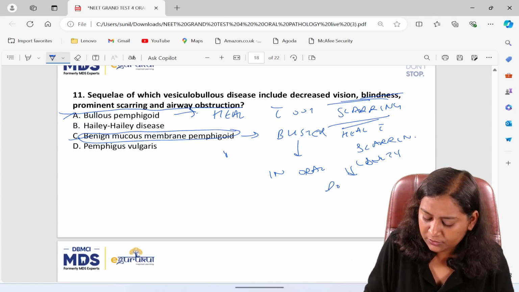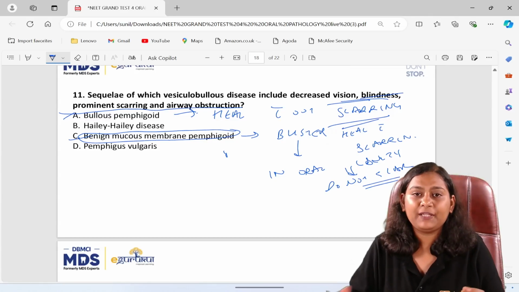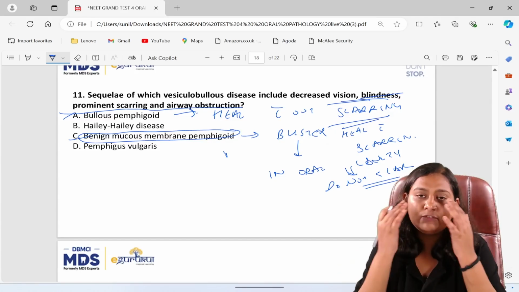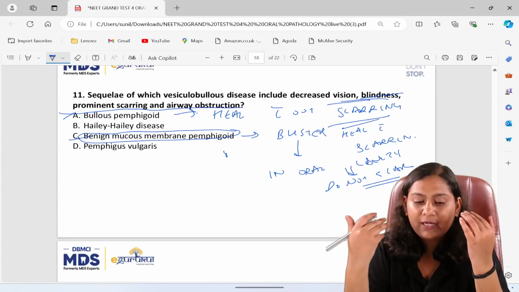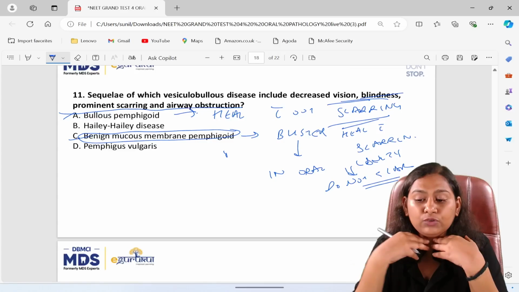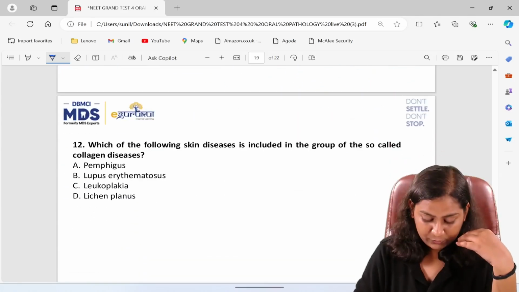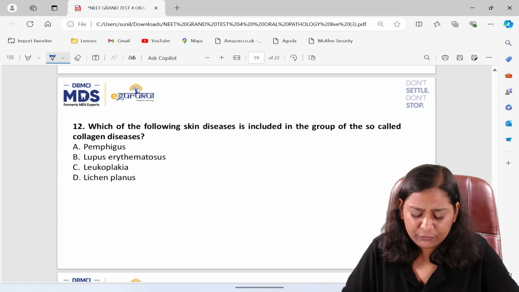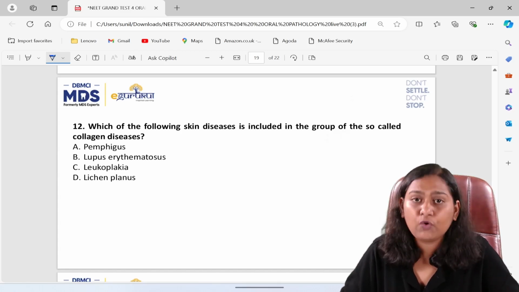Okay, now the complication occurs when there is an ocular involvement. So when there is an ocular involvement, it can lead to blindness. Okay, and it predominantly affects the mucous membrane, includes your mouth, oropharynx and eyes.